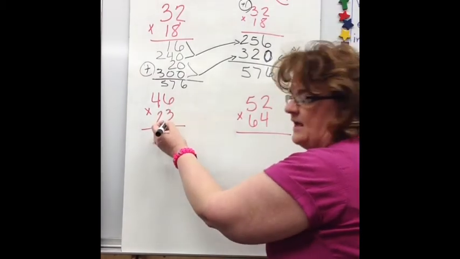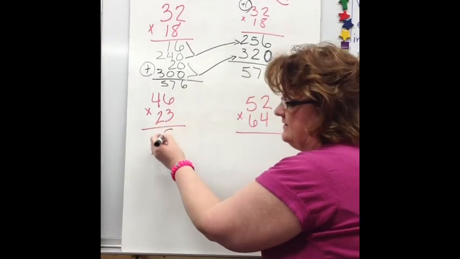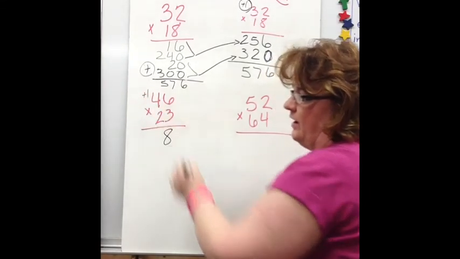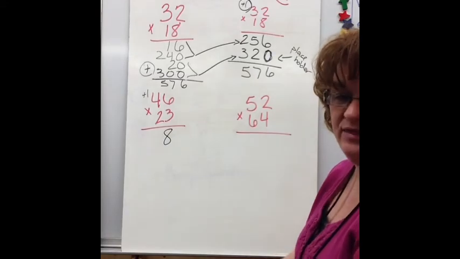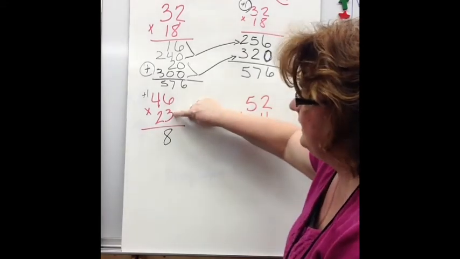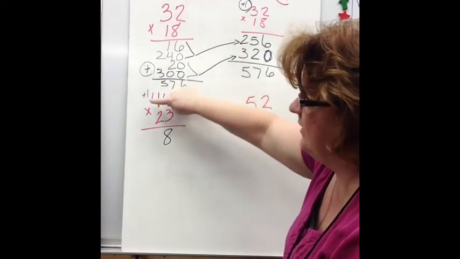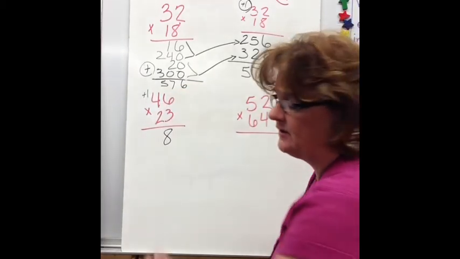Okay, 6 times 3 is 18. Carry the 1. I always put a plus there so I remember to add the 1. 3 times 4 is 12. Plus 1 is 13.